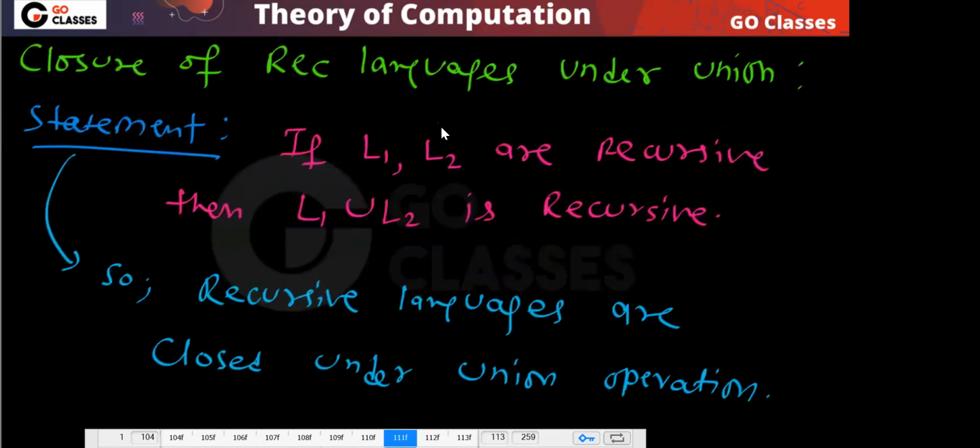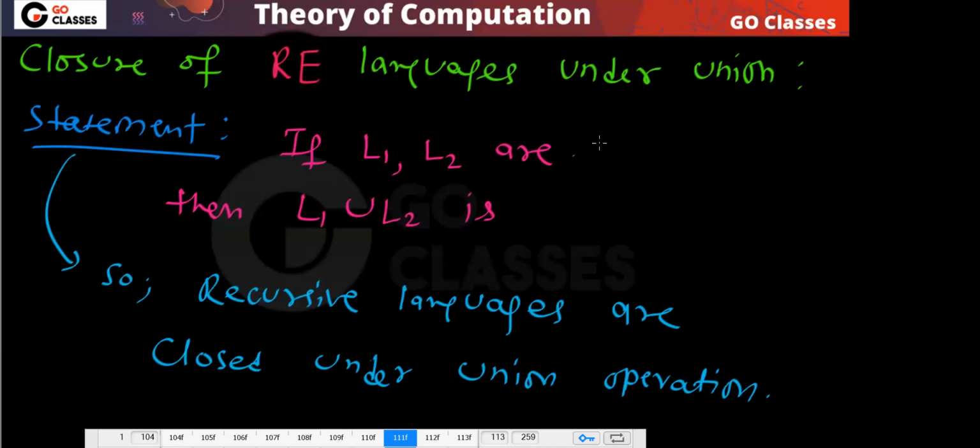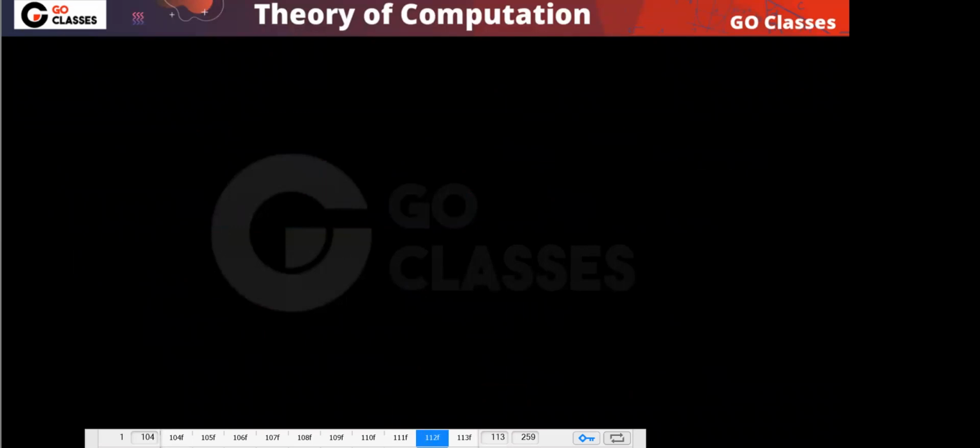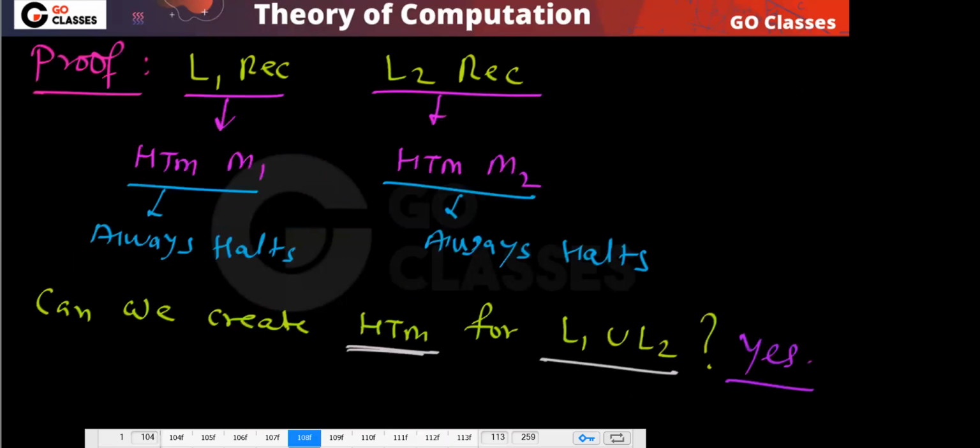Now let's see for RE languages, for recursively enumerable languages. If they are RE languages, then their union is also RE. It means RE languages are closed under union operation. How can you prove it? Can we prove it? Again, we can prove it.